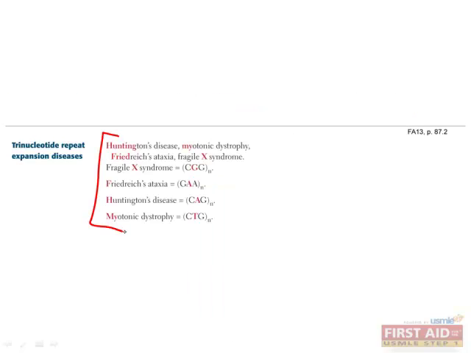This is a list of the most common trinucleotide repeat disorders. You can remember them using the mnemonic "Try hunting for my fried eggs," which represents trinucleotide repeats, Huntington's disease, myotonic dystrophy, Friedreich's ataxia, and Fragile X syndrome.